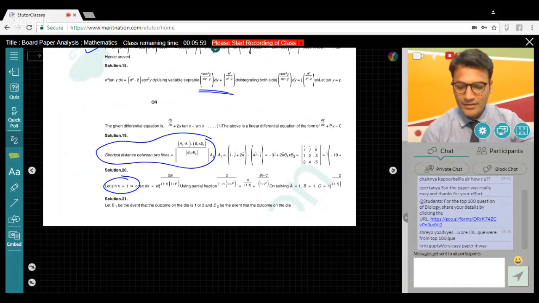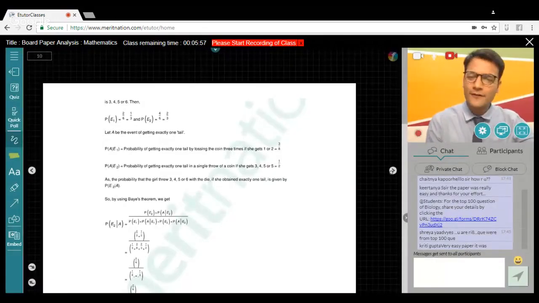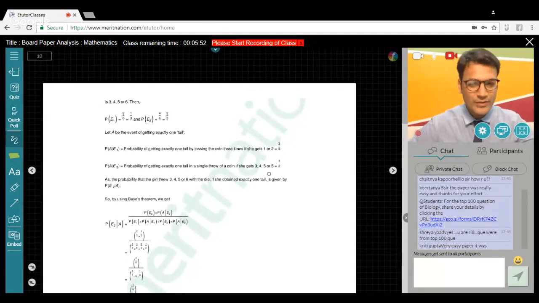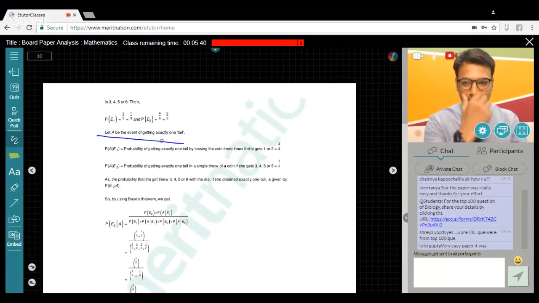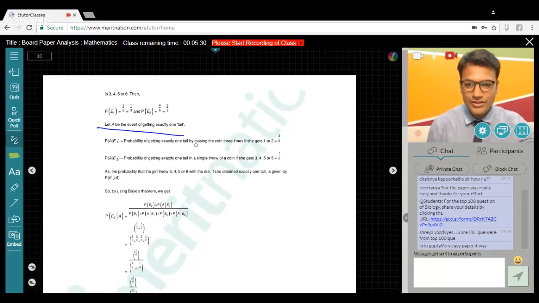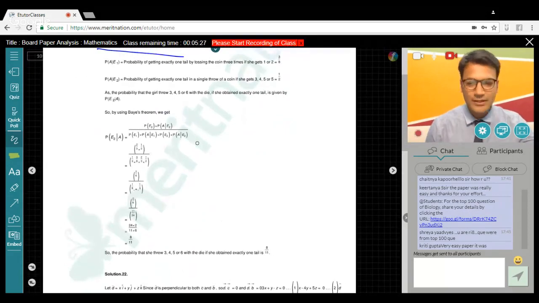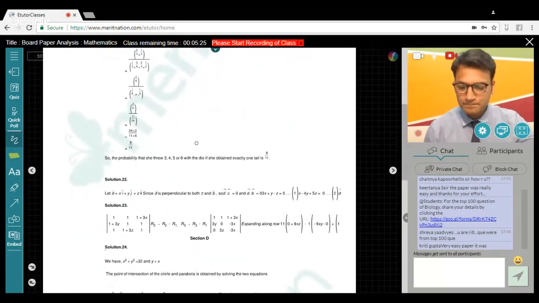Okay, question number 21. I'm going a bit faster because these questions were easy. For 21, I would like all of you to go through this question once from the website, because it was not that tough. It was a simple question, but still you need to see what to assume as event E2, and what is A. A was the event of getting exactly one tail. So it was a direct question on Bayes' theorem. It was very visible from the language of the question itself. Apply the formula, have the answer. That's how you need to work on it.